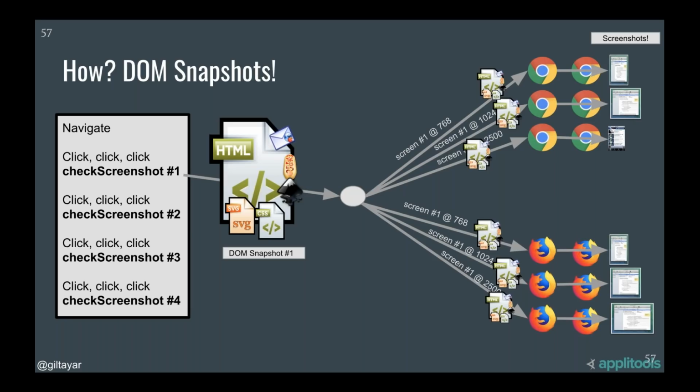I take the DOM snapshot and throw it to the various browsers in parallel, and those various browsers can now take a screenshot. We give them the DOM snapshot, they show the page as it would have looked, as it should look, and then screenshot, screenshot, screenshot, in parallel, get the screenshots in parallel. This is the power of parallelization and the power of DOM snapshots.